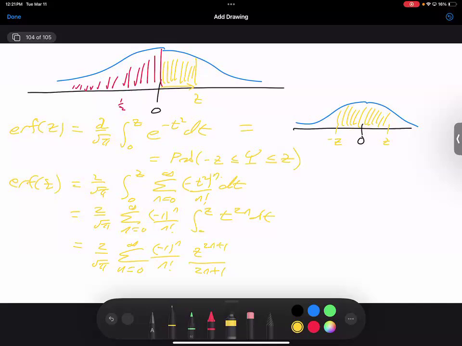And so can I now use this to find the probability that y is at most z? So what is the probability that y is less than or equal to z in terms of the error function of z?